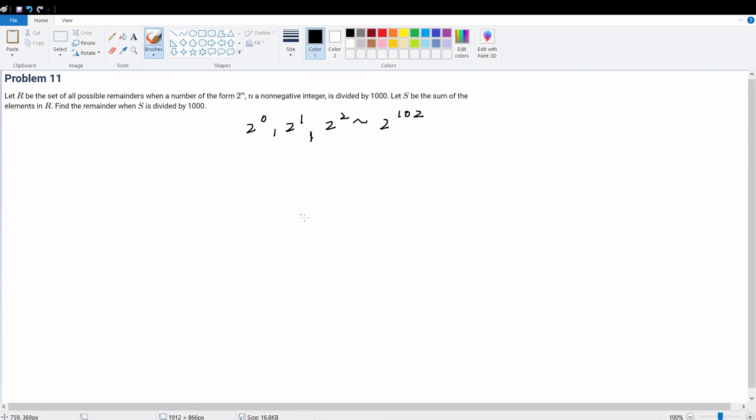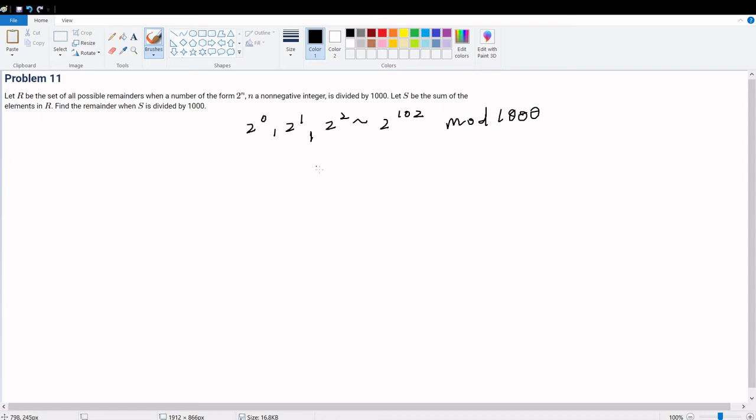Alright, so just now, we have found that the remainders in R are all of these powers of 2 mod 1000. And it wants us to find the sum of all of these elements. So, that's pretty easy. We can take a geometric sum and then mod 1000, and then we can do it again to find the remainder when s is divided by 1000.